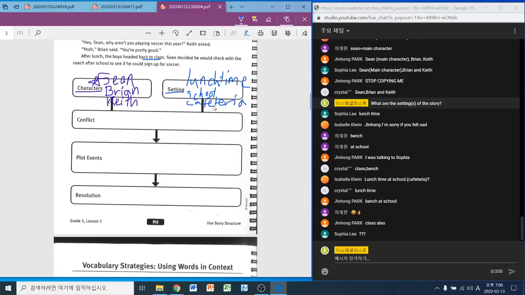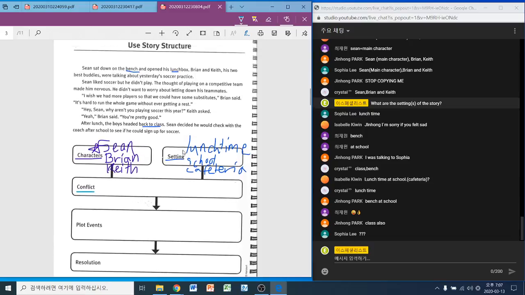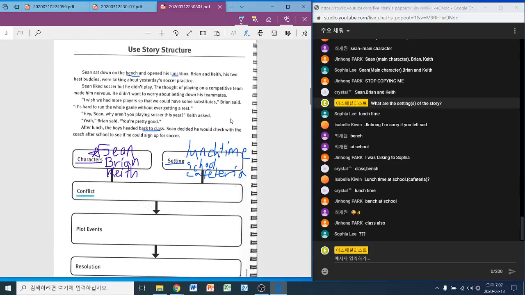Okay. Next is conflict. We want to know what is the problem in this story. We have Sean as our main character. What is Sean's problem? Did Sean get in a fight with an angry lion? Did Sean lose his favorite purple pen? Is Sean late for his skydiving meeting? Is Sean fighting with his girlfriend? What is happening here? What is the conflict? What is the problem that Sean has?